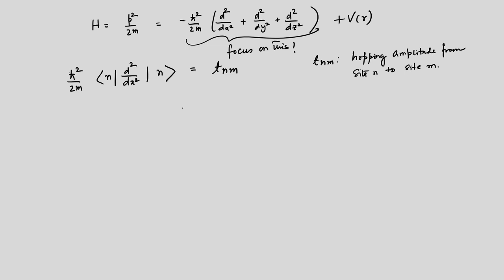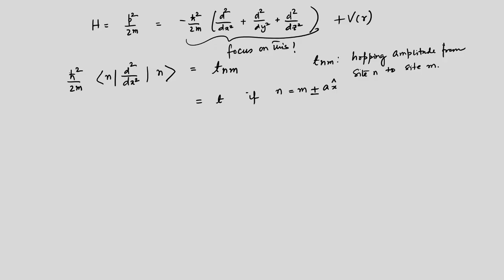You make an approximation that this is equal to t if n equals m plus a delta, a x cap, where x cap is the unit vector in the x direction. And as I said, n and m are just the site indices. So, if n happens to be m plus 1 unit, that is 1 lattice spacing, either in the plus direction or in the minus direction and so on. So, this is equal to t for plus and minus a in 1D, or zero otherwise. So, you make this approximation, or let us say this is the assumption, which is also called the tight binding approximation.